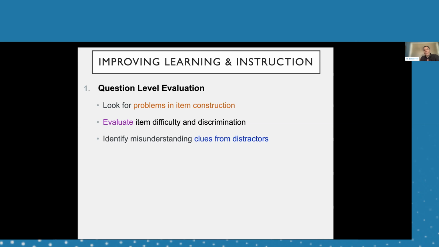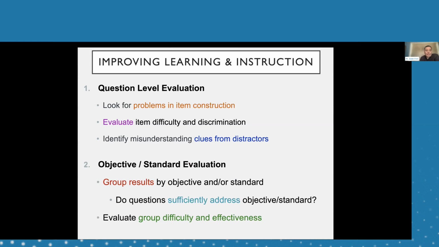What are they selecting? What are they being attracted to? And so what can I do to improve that? Either in fixing the question or, more likely, addressing my instruction.